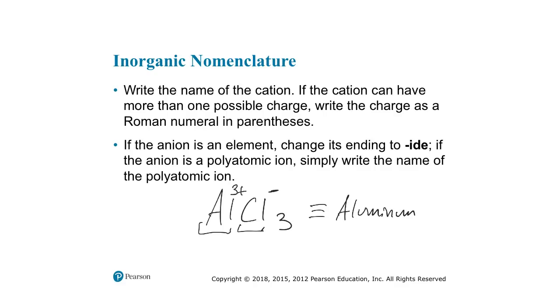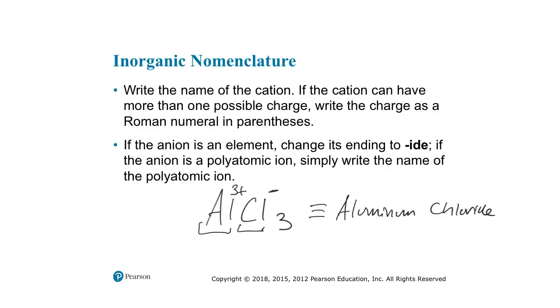Aluminum cation, but this would be aluminum, and then the name of the anion, chloride. Now notice, the key here is just pointing out that we're not calling this aluminum trichloride. We don't need to stress the tri, because as long as we know aluminum and chloride are a metal and a nonmetal, so they're going to form one of these ionic compounds.